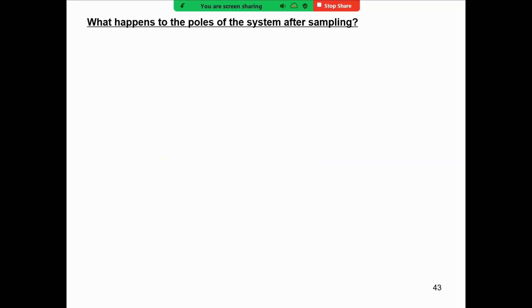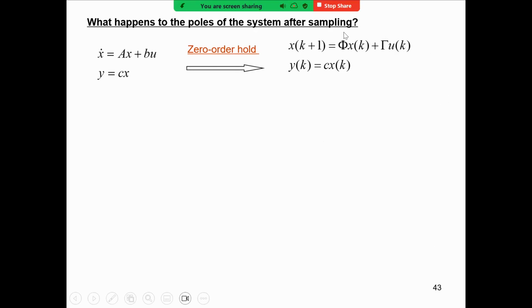Now, let's try to understand the relationship between the poles of the continuous time and the sampled system. What happens to the poles after sampling? So we have the continuous time, and then we do the zero order hold and the sampling. We derive the corresponding discrete time. We want to find out the relation between the poles of continuous time and the discrete time.